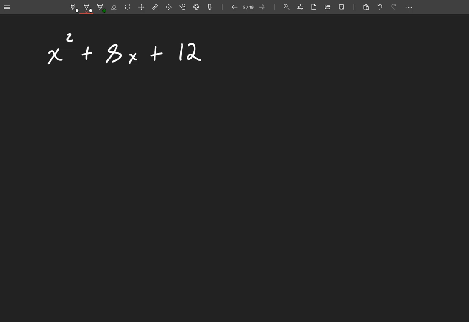Okay, so I suggest trying this on your own. I know you just did one already. It was your first one, but give this one a shot. See if you can do it. Come up with two numbers that multiply to give me 12, but add to give me 8.